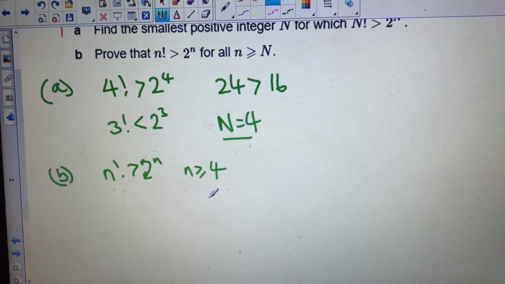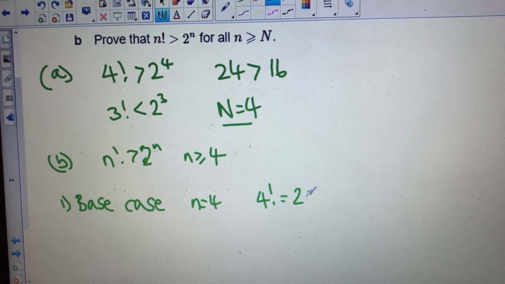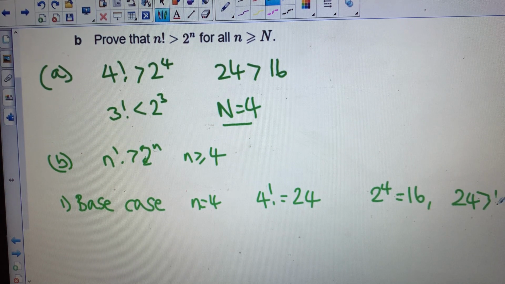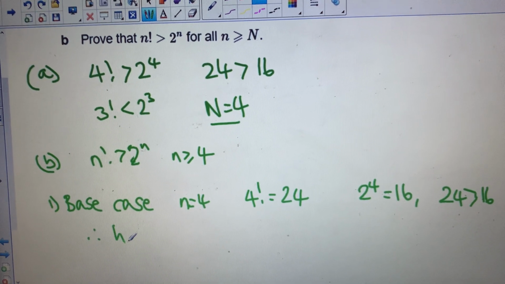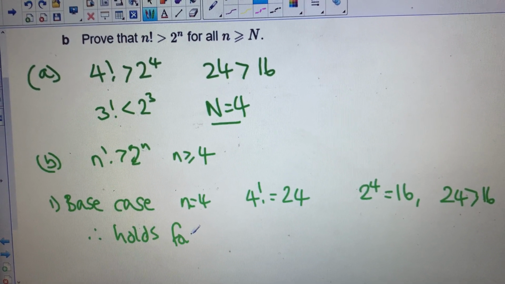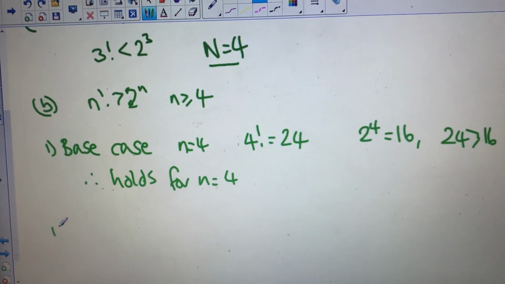So again, the first thing you would do is your base case. So you have n is 4. So 4 factorial is 24, and 2 to the 4 is 16. Of course, 24 is greater than 16. I'm slightly off the page there, aren't I? So it's greater than 16, therefore it holds for n equals 4.